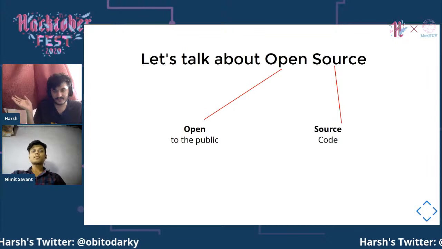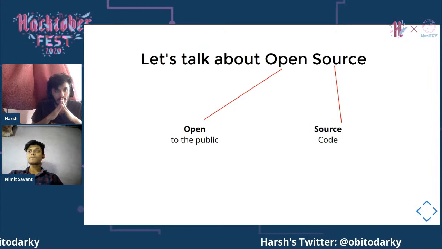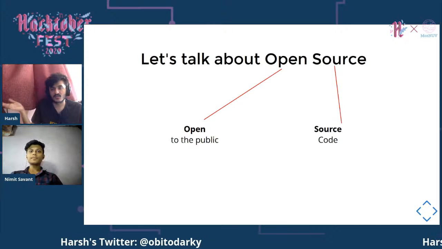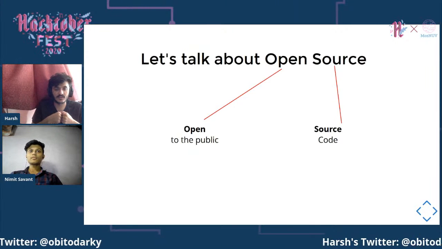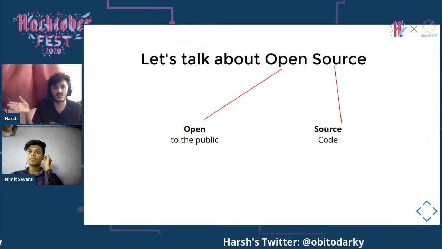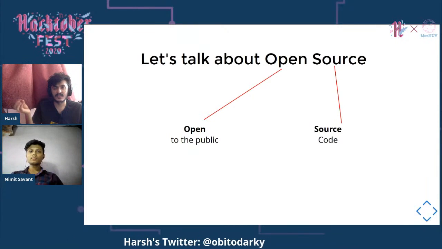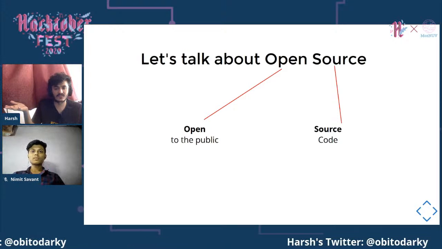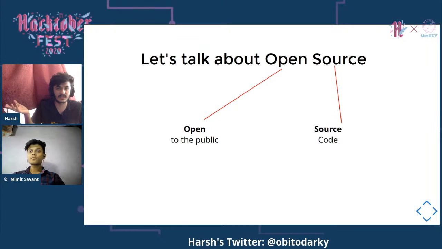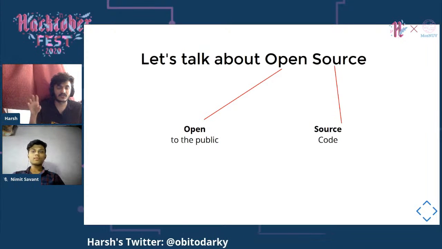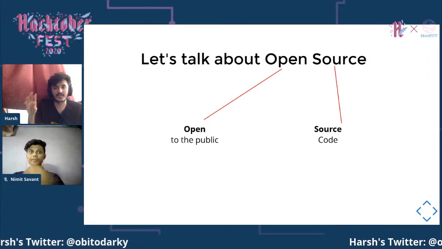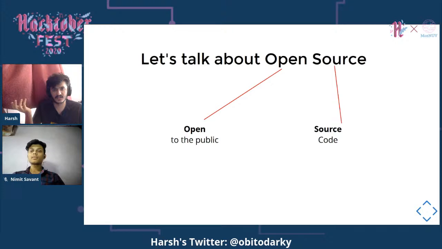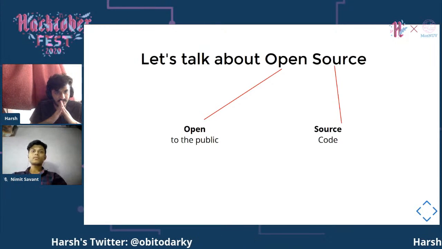So let's just start. Let's talk about open source. What exactly is open source? If you're new to open source and not sure what it is, open source basically means open to the public, and source is the source code. So usually when you talk about open source, it's about making the source code, or at least some kind of source code, available to the public. Next slide please.